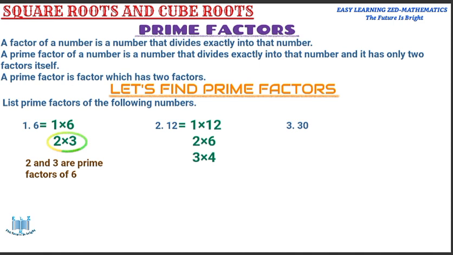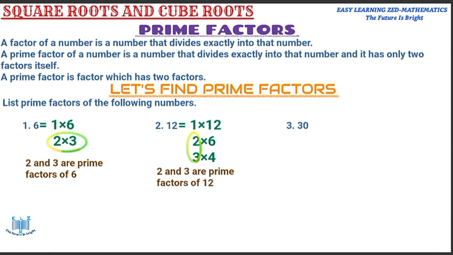So 2 and 3 are the ones that have 2 factors, like we saw in the first example. So 2 and 3 are the prime factors of 12. So 2 and 3 are prime factors of 12. So 12 has got prime factors which are 2 and 3. Okay, so as you can see, 6 and 12 have got the same prime factors.